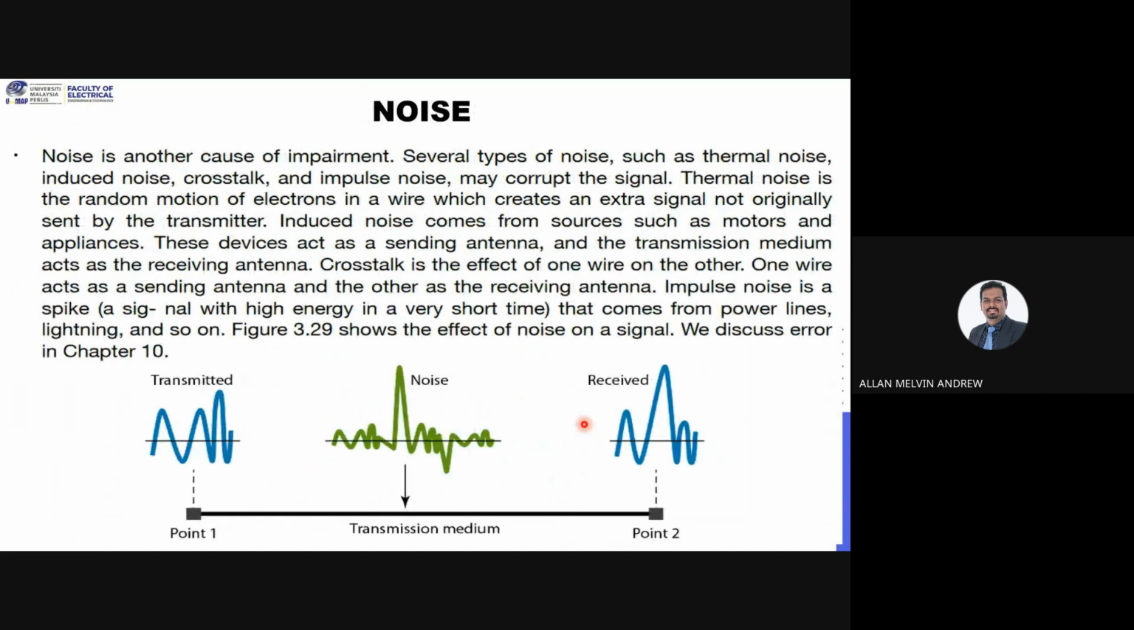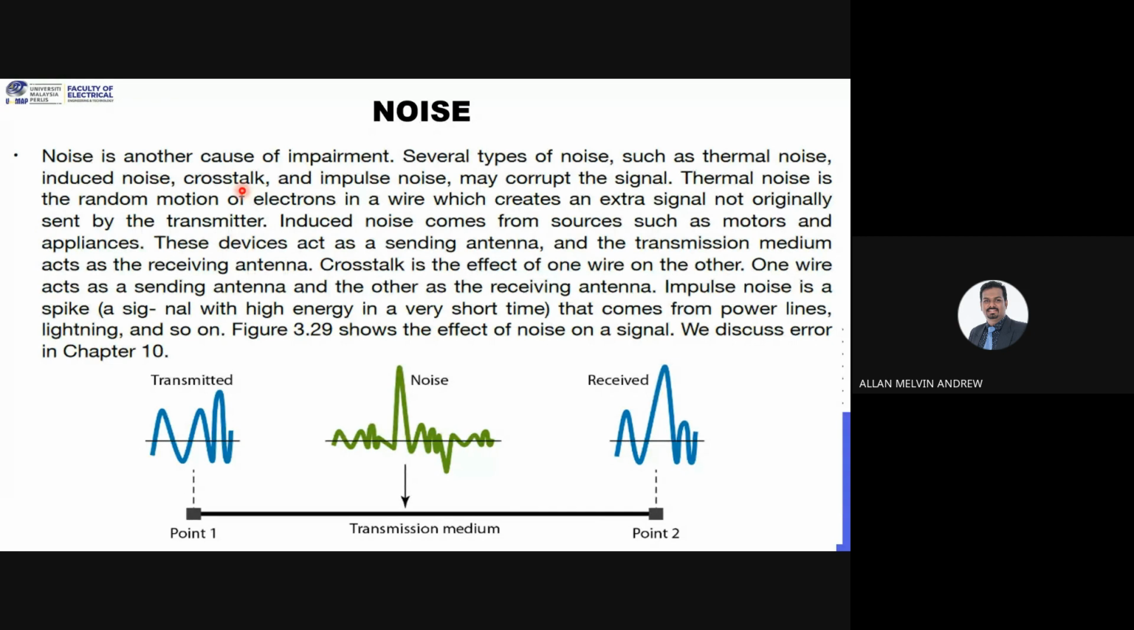Okay, so see one more: noise. We always hear about this word, but in a communication system, noise can be another cause of impairment. There can be several types of noise. It can be thermal noise, because of temperature differences. It can be induced noise, something that is generated in between. It can be crosstalk. Crosstalk means there can be the effect of other wires, because normally when we send, there will not be only one wire. It can have various wires joined together.